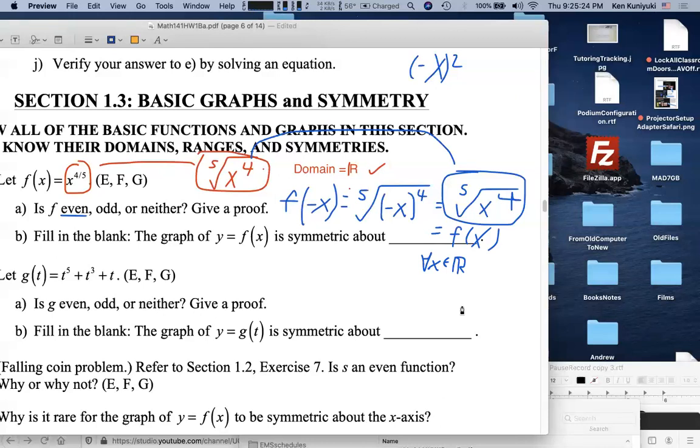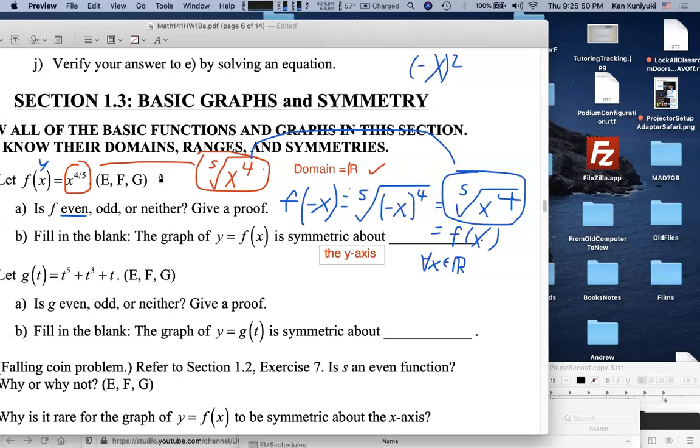All right, fill in the blank. The graph of y equals f of x is symmetric about... Okay, we have the graph of y equals f of x. It's an even function. We have symmetry about what? Y is a function of x. An even function is like y equals x squared. The graph is symmetric about the y-axis. Correct.